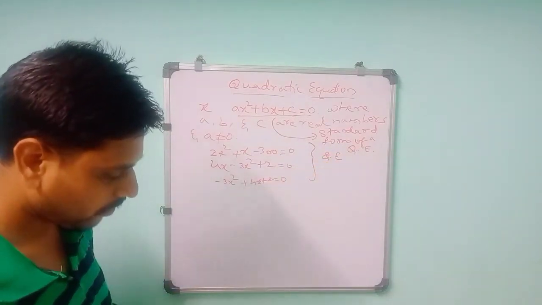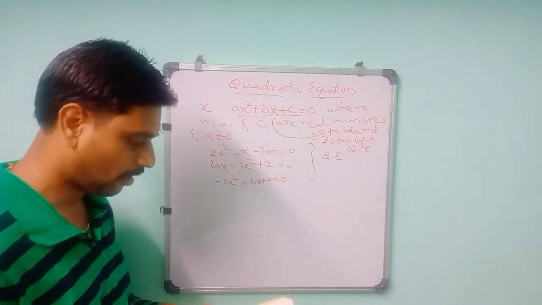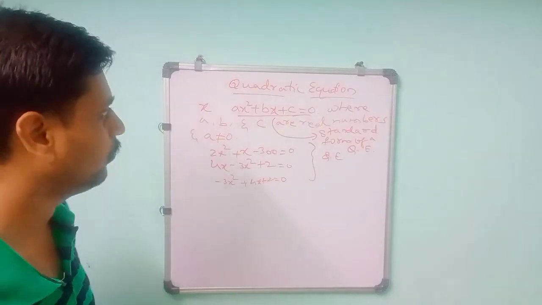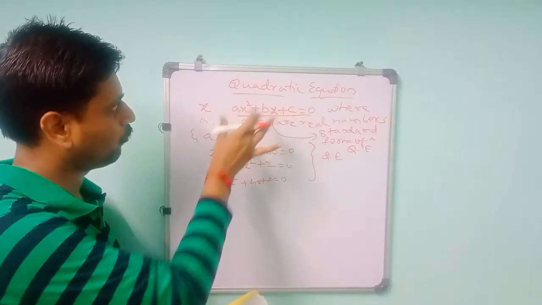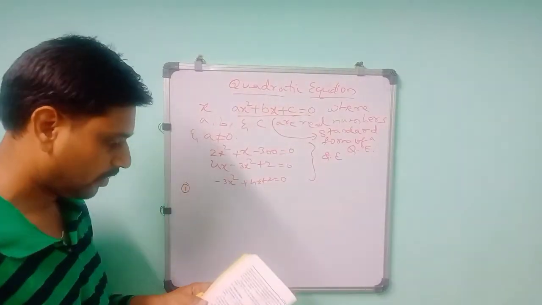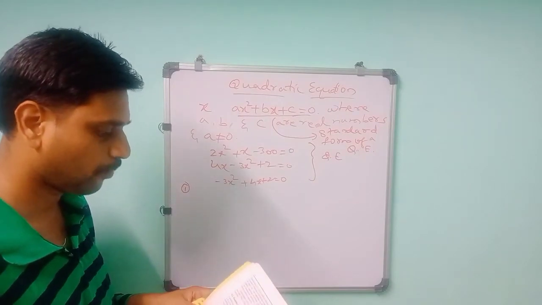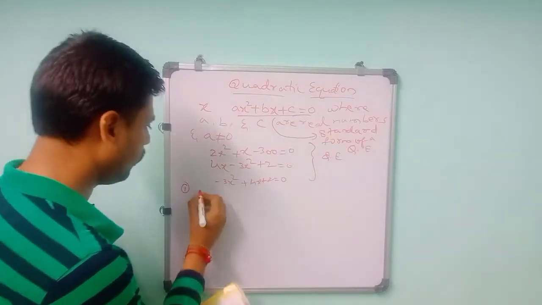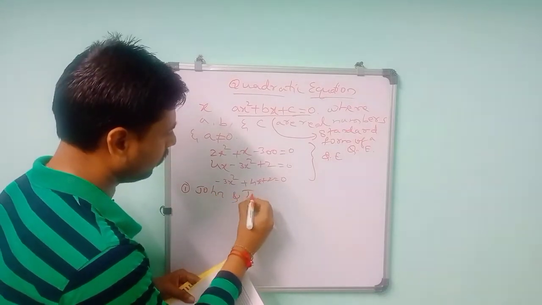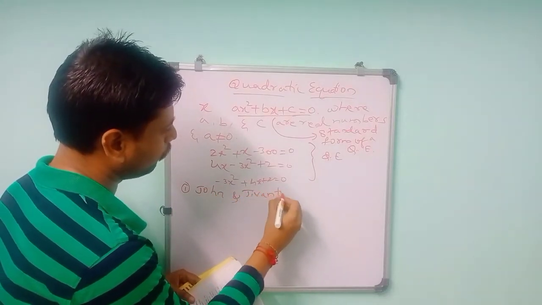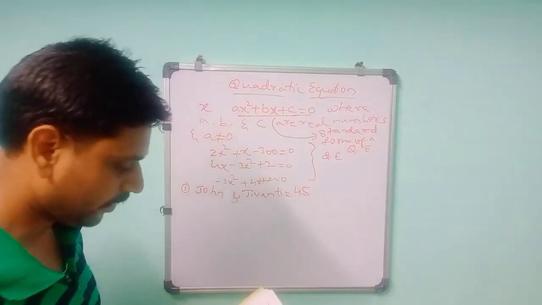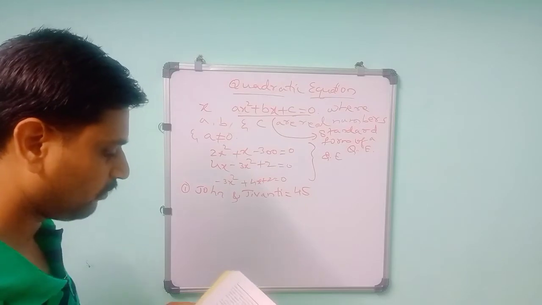Then they gave the textbook example 1. John and Jivanti together have 45 marbles. You have to write this in the form ax square plus bx plus c. See the first problem. They gave John and Jivanti together have 45 marbles, so both have a total of 45. Then both of them lost 5 marbles each.